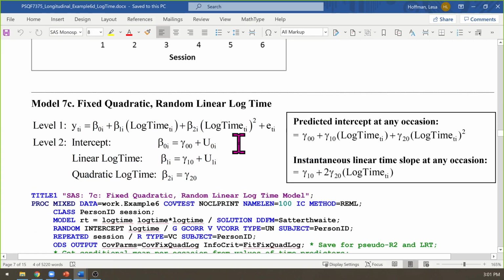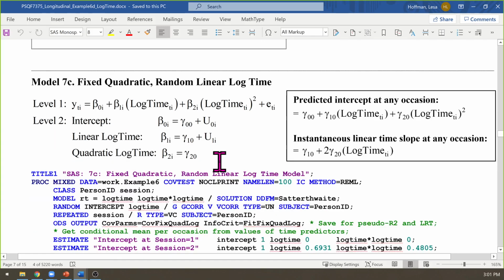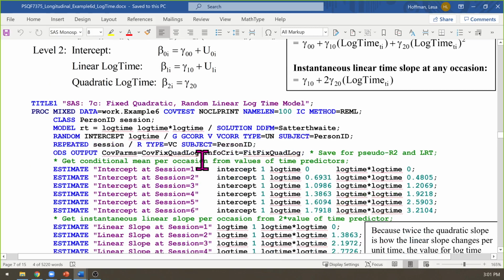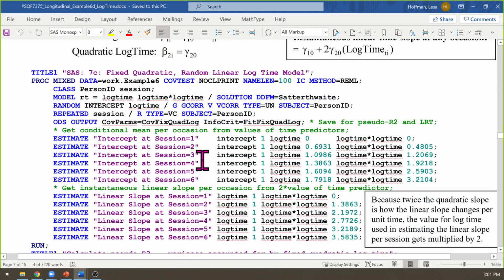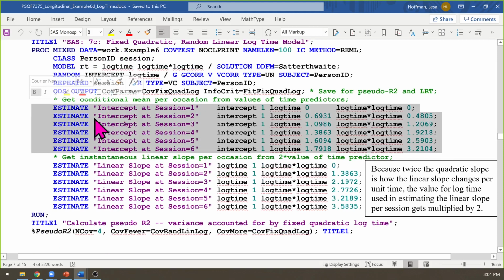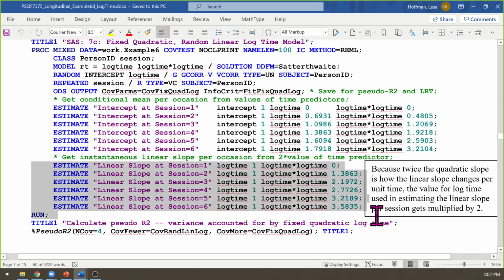So I'm adding log time squared as a fixed effect, and then I'm going to add it as a random effect. So then the same ideas that you had in your polynomials homework apply here. The predicted outcome at each occasion is a function of time and time squared. The predicted linear slope at each occasion is time multiplied by 2. Just that these time values look screwy because they're in log scale.